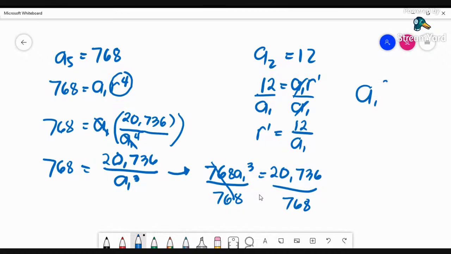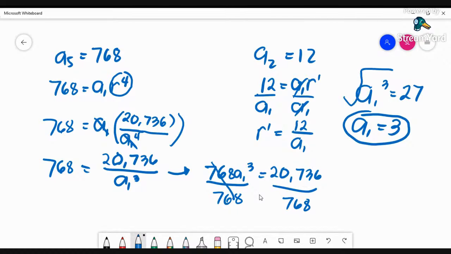A sub 1 cubed is 20,736 divided by 768. We get 27. What number that when we cube becomes 27? So a sub 1 is equal to 3. Okay, 3 times 3 is 9. Times 3, we get 27. So therefore, our a sub 1 is 3. So we find the cube root of this.